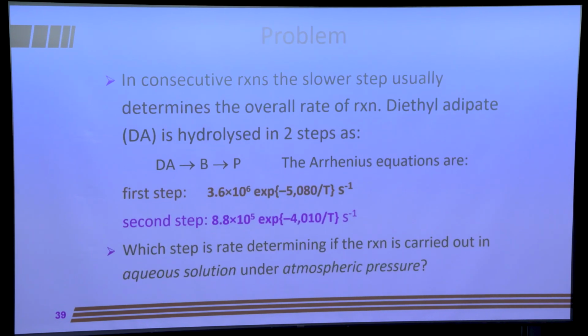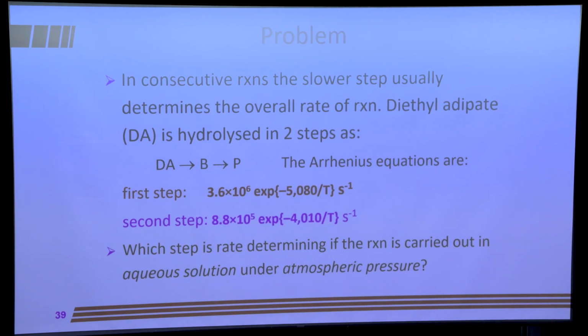Okay. And here's another problem, and it's something to think about. I include it deliberately just so you get a feel for it. Okay. So in consecutive reactions, the slower step usually determines the overall rate of reaction. Okay. So why am I talking about this? So diethyl adipate is hydrolyzed in 2 steps, right? So you get this intermediate B, and then you get the product, right?